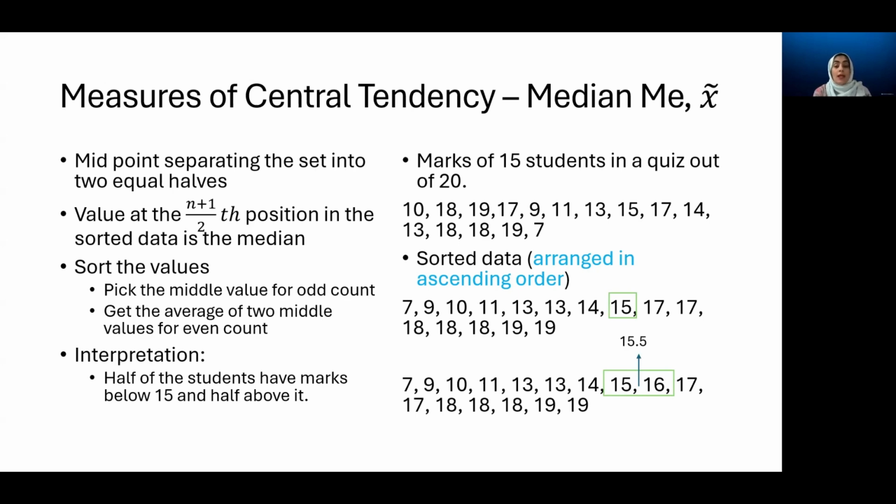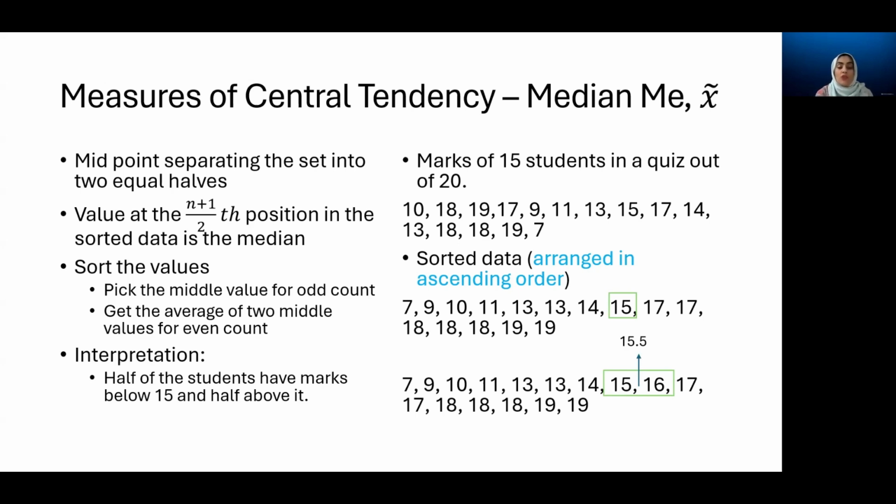Now again, please note that when you had an odd number of values in your data set, the median was one value from the data set, so it was an original data point. But when the count of values in your data set is even, the median value is not an original data point, which was the case for the mean as well. So 15.5 is not an actual data value in your data set, but it's the median of your data.